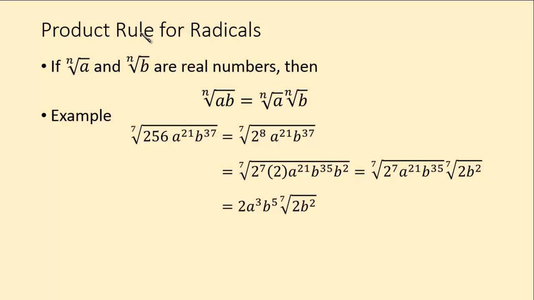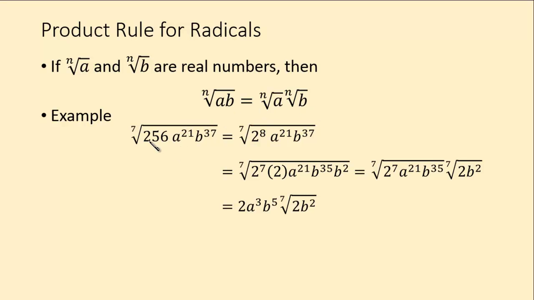And now we look at a couple of rules for radicals. We will look at the product rule and then the quotient rule. So given those two radicals here, the nth root of a times b will be the nth root of a times the nth root of b. So we've seen this before. This should not be hard to work with at all.